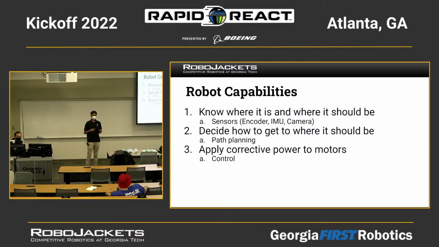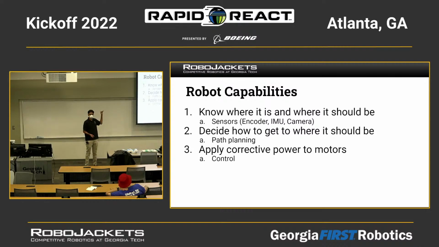Then it needs to decide where it should go, like how does it get to those points. And that is where path planning comes in. And so in order to follow the path, the robot's going to need to apply the correct amount of power to the motors. And in fact, if the robot gets off of the path, it needs to apply corrective power to the motors so that it gets back on. And so we call that control.